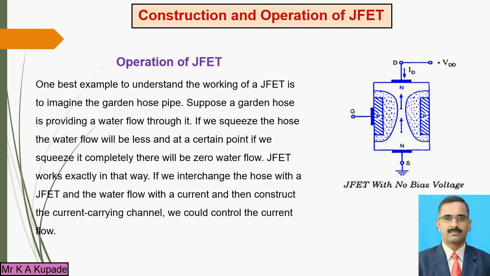Okay, the same is happening with this particular JFET. Suppose you are interchanging the hose pipe with the JFET, and the water flow with the current, then you will get the idea of how you are controlling the current flow in the JFET. See what I am saying here. Now here the hose pipe is not there, there is a JFET, and you are replacing the water flow with the current. That means here the JFET is now carrying current.